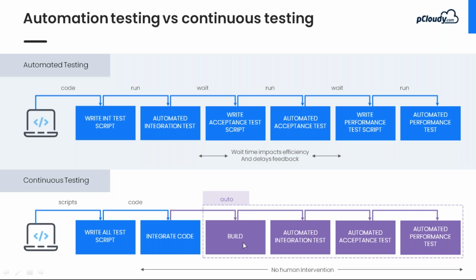The feedback will be given back to the necessary teams, and if things are moving fast, let's say the automated integration test is done and it has passed, it will not wait. It will straight away move on to the next phase and run the automation for the acceptance test and so on. So that's what we are referring to when we talk about continuous testing and automated testing.